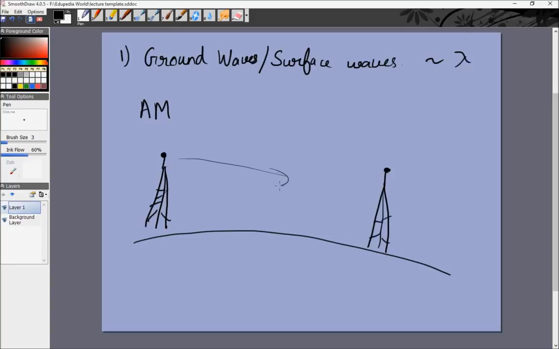and waves go from one tower to another, a lot of them being absorbed by the earth, so there's a large attenuation, and these waves glide over the surface of the earth, and they are called ground waves or surface waves. They are generally used for small frequencies, and that's why you need to have really big antennas, because small frequencies means larger wavelengths. They are generally used in amplitude modulated broadcasts.